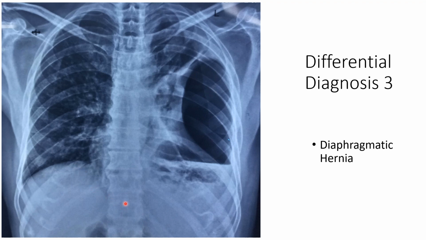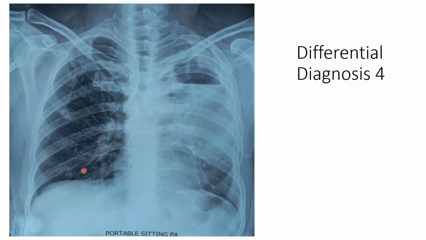Another thing is, if there is a hiatus hernia, then around this area you will see an air fluid level. This area, it's not here, but if there is a hiatus hernia, you might see an air fluid level up here. So that's important.